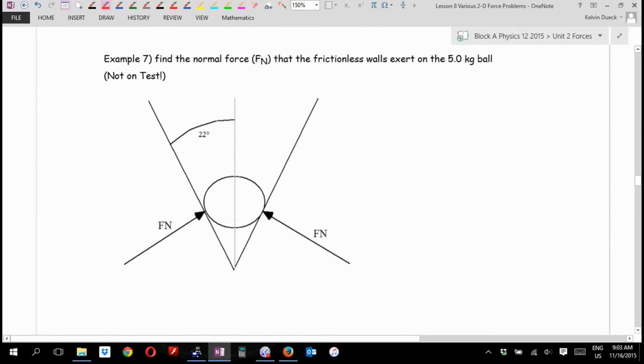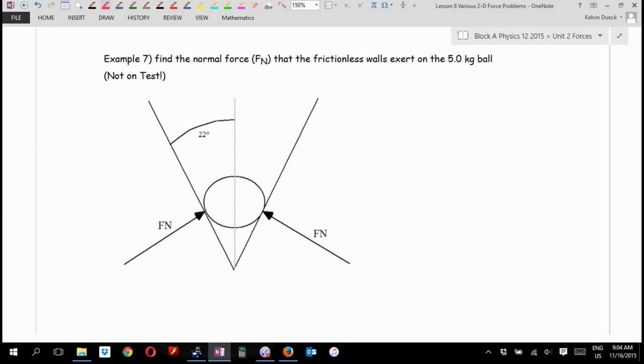Want to show you just what we can handle with our skill already. So here we have a cone, and inside the cone we've dropped a 5-kilogram ball. This is asking, find the normal force that the frictionless walls exert on the 5.0 kilogram ball. I have to make the walls frictionless, otherwise this question gets pretty yucky. Okay, well, could we handle this?